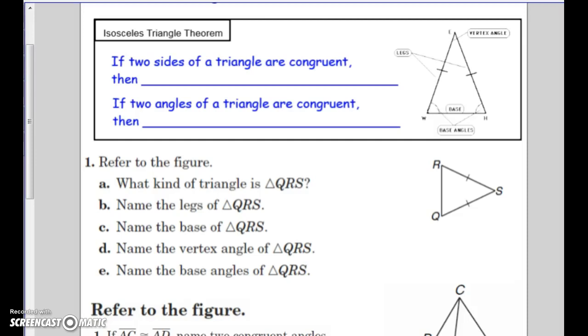Isosceles triangles. If two sides of a triangle are congruent, then what else do you know? That the angles are congruent. Very good. If two sides of a triangle are congruent, then two angles are also congruent.